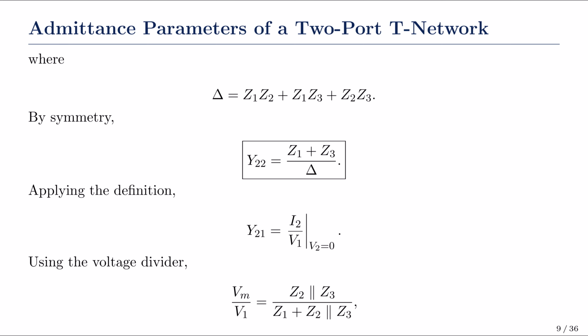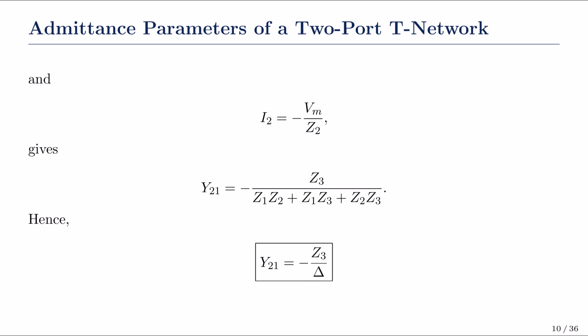Using the intermediate node voltage, we now complete the derivation of Y21. The output current is related to the intermediate node voltage through impedance Z2. Substituting the voltage divider result into the current expression leads to the compact result Y21 equals minus Z3 divided by delta. The negative sign reflects the adopted current referential directions.